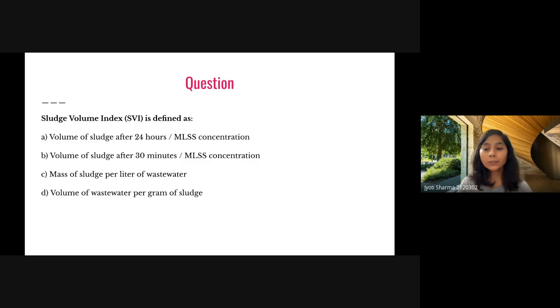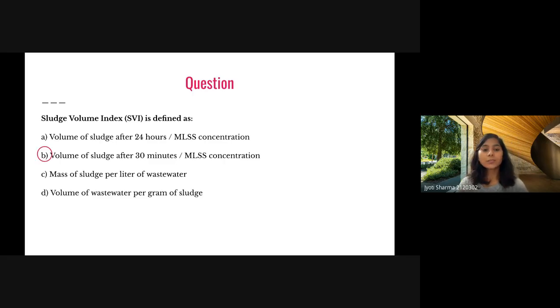Okay. The next thing about your activated sludge is sludge volume index. So you have to tell me what you mean by sludge volume index. Volume of sludge after 24 hours upon MLSS concentration. Volume of sludge after 30 minutes divided by MLSS concentration. Mass of sludge per liter of wastewater. Volume of water per gram of sludge. Okay, so Dia and Priscilla both gave me a B answer.